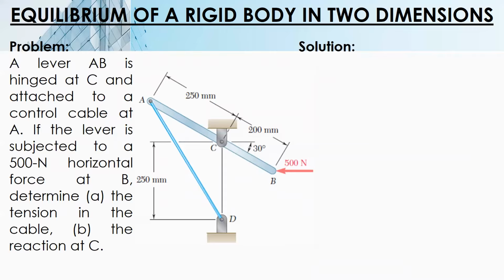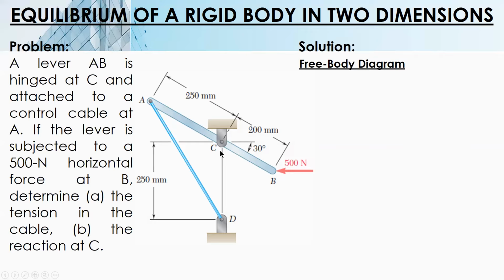Okay. Last problem. A lever EB is hinged at C and attached to a control cable at A. If the lever is subjected to a 500 Newton horizontal force at B, determine the tension in the cable and the reaction at C. Okay. So for our free body diagram, we will choose ECB as our rigid body.